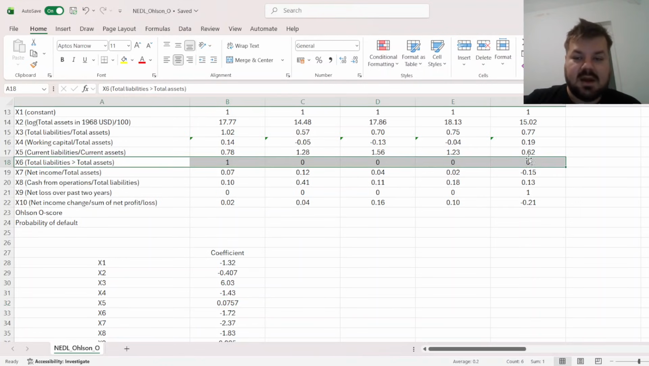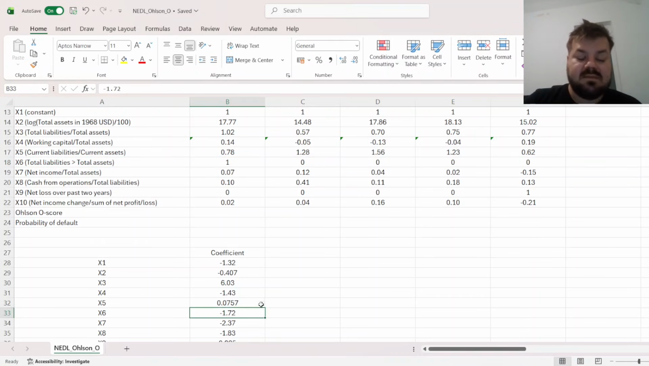X6 is hard to reconcile with theory. Again, if total liabilities are greater than total assets, then it means that the O-score should be lower, so this coefficient is negative.